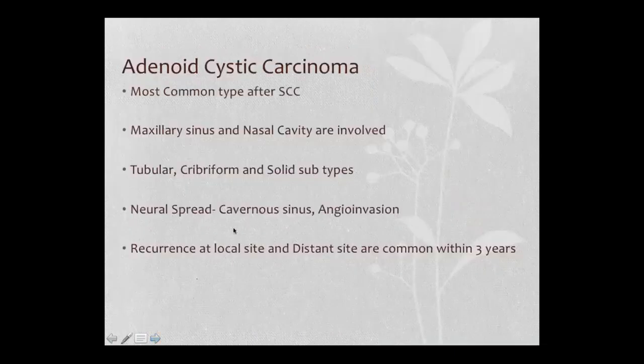Adenoid cystic carcinoma is the most common type after SCC. Maxillary sinus and nasal cavity are the sites. It consists of 3 different subhistologies: tubular, cribriform, and solid. Neural spread is very, very common along the infraorbital nerve, and the cavernous sinus is commonly involved. Extension to the cavernous sinus must be ruled out in adenoid cystic carcinoma. Otherwise, within a matter of 2 or 3 months, the tumor may involve the cavernous sinus.